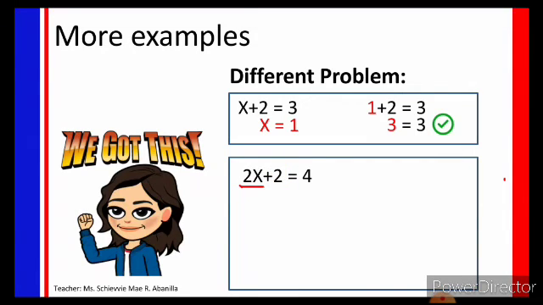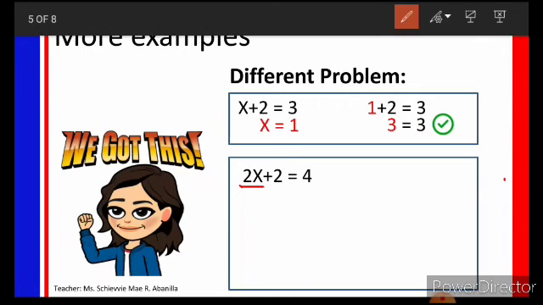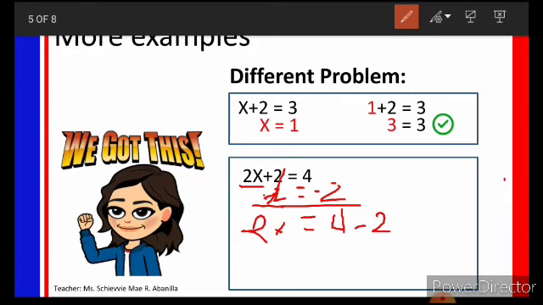Okay, very good. That is negative 2. So we have negative 2. We have to add negative 2 to both sides. Okay. The way when we add that, so meron tayong 2x is equal to 4 minus 2. Next, we have to evaluate 4 minus 2. 4 minus 2 is 2. Then we have 2x over there.